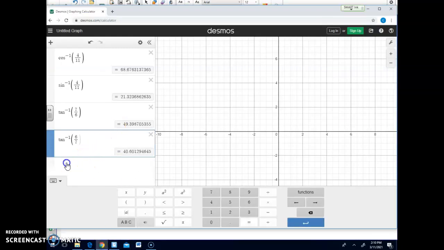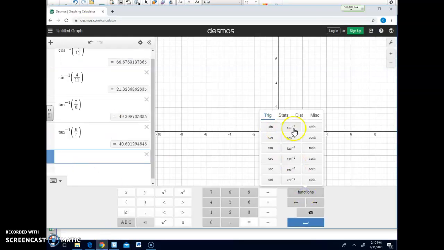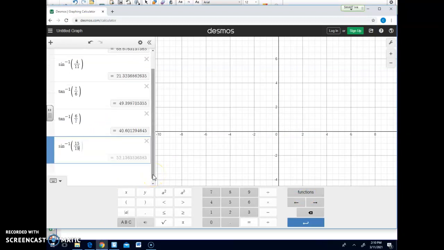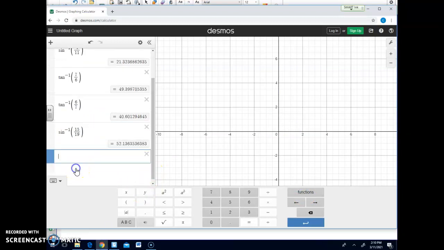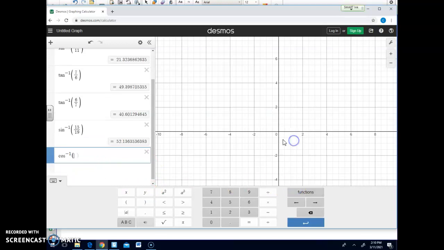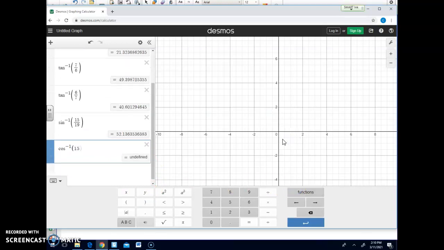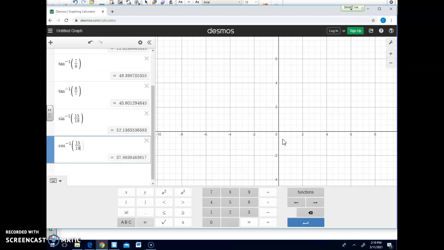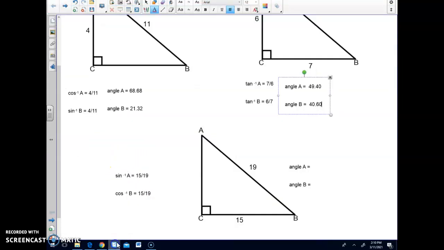And we have inverse sine 15 over 19, and that's 52.14. And now inverse cosine, we're just plugging it into the calculator. Remember, rule of thumb, whatever you type into the calculator is what you need to write down. So we get 52.14 and 37.86. And I'm going to put that here.